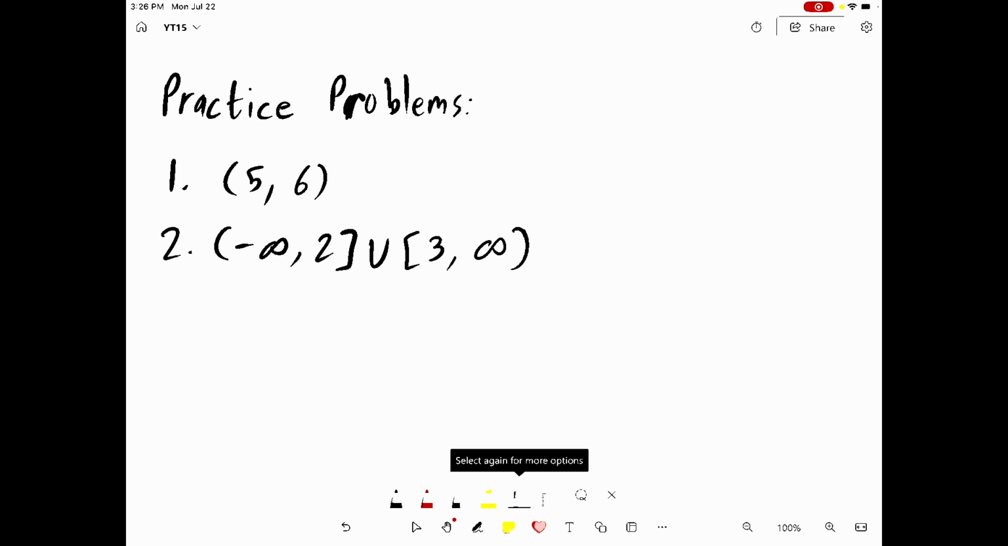Our first problem is [5, 6] with brackets on both sides. Our second problem is going to be to graph negative infinity to 2, where on the right side there's going to be a parenthesis, and 3 to infinity, where on the left side there's going to be a parenthesis, as you can see right here in the practice problems.